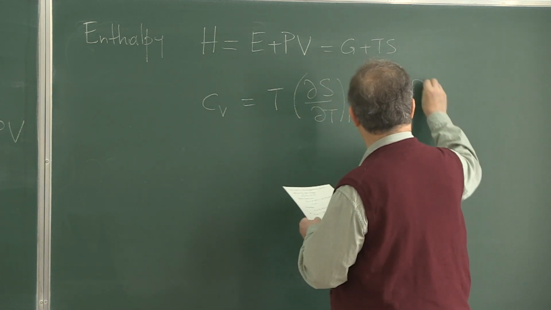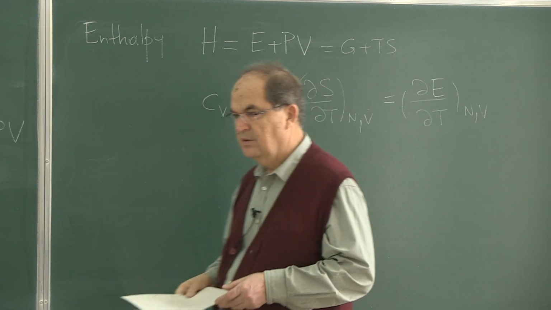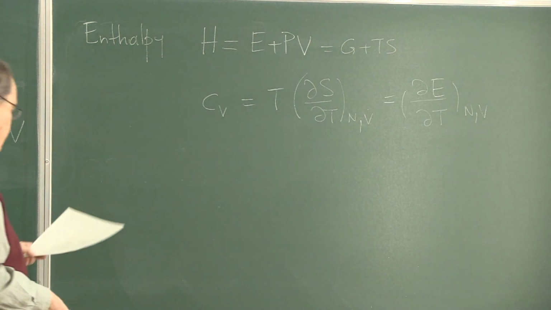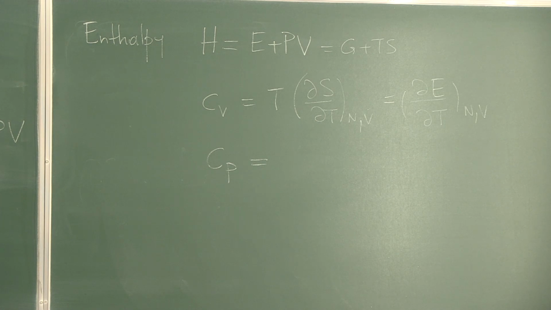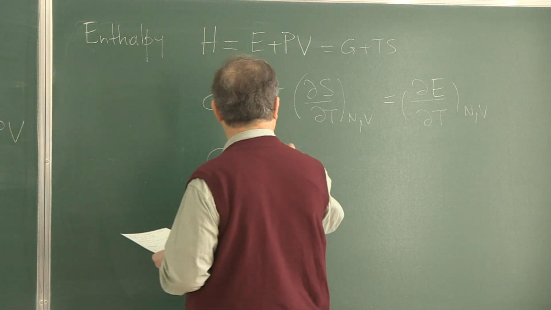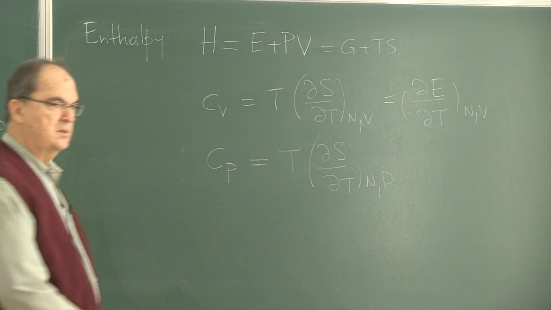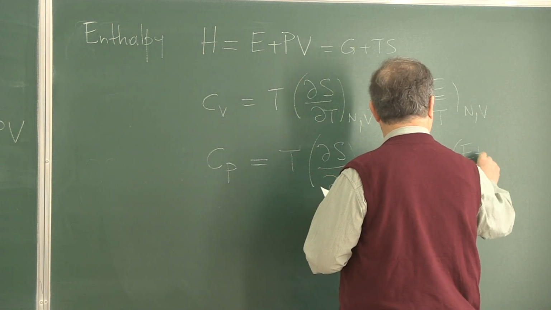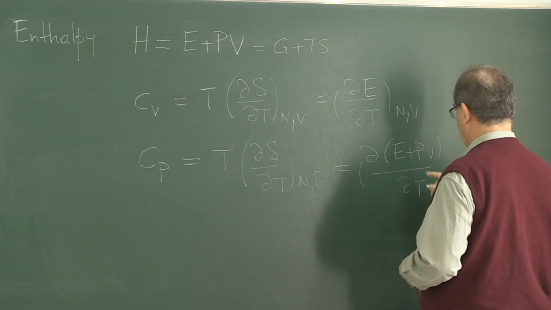Well, of course, this will turn out to be del E del T, keeping N and V constant. If you keep V constant, dV will be 0, isn't it? Very simple. On the other hand, heat capacity or specific heat, depending on whether you talk about the system or per particle, at constant pressure will be the same definition, but this time keeping pressure constant. This is going to be then E plus PV, then T, N and P, and that is nothing but enthalpy.